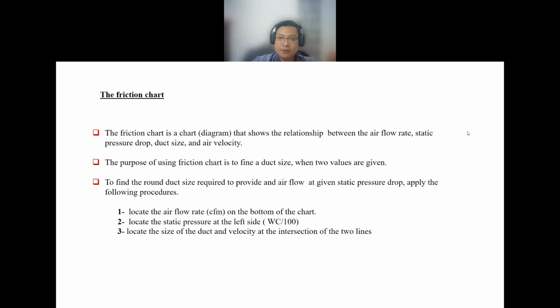Okay, before we go to the friction chart, any questions? Ada soalan? Tak ada, sir. Okay, let me take five before I continue to the next slide. Boleh? Yes, sir. Boleh, sir. Okay.